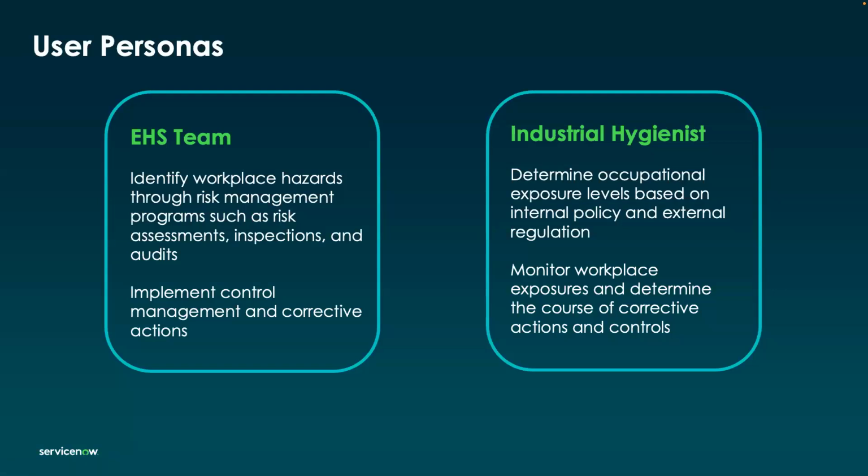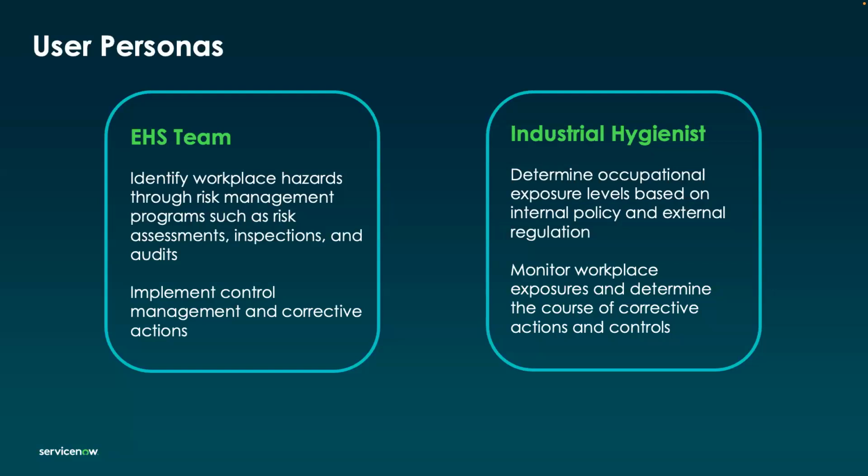risk management programs. So they'll be conducting risk assessments, inspections, and audits, not specifically about exposures, but they're going to be looking at the workplace, the jobs that employees are performing, and the roles that they're in, to assess what hazards are present. Hazards can be anything that harms an employee, and they make sure they're implementing control management and corrective or preventative actions. They're always trying to mitigate the risk of the employee's health or safety being impacted.